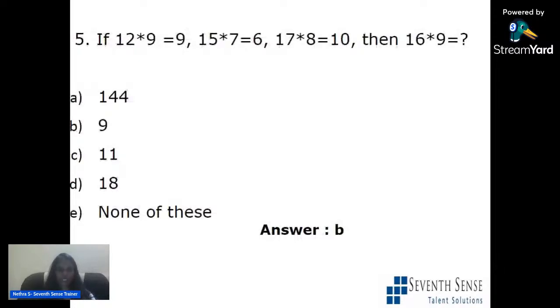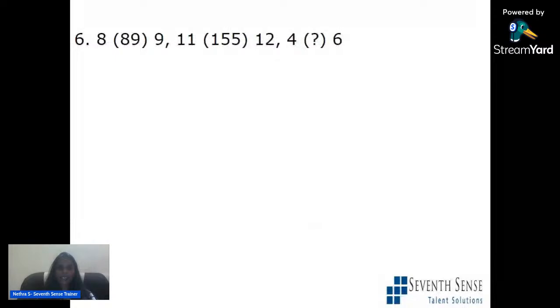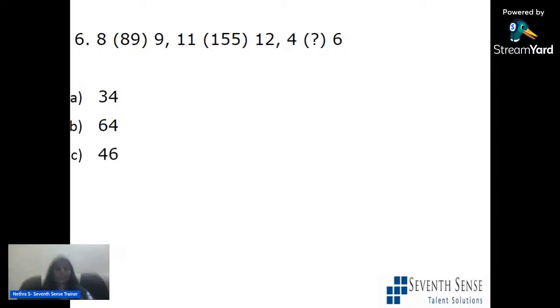I hope everyone understood this one. Okay. We'll move on to the next question. That is the sixth question. You can see on the screen 8 into 9 is coded as 89 and 11 into 2 is coded as 155, and 4 into what number do you have to multiply so that it will be coded as 6? So here are your options. Option A 34, option B 64, option C 46, option D 24, option E none of these. Just check the correct one with the correct logic. It is almost similar to the previous problem.